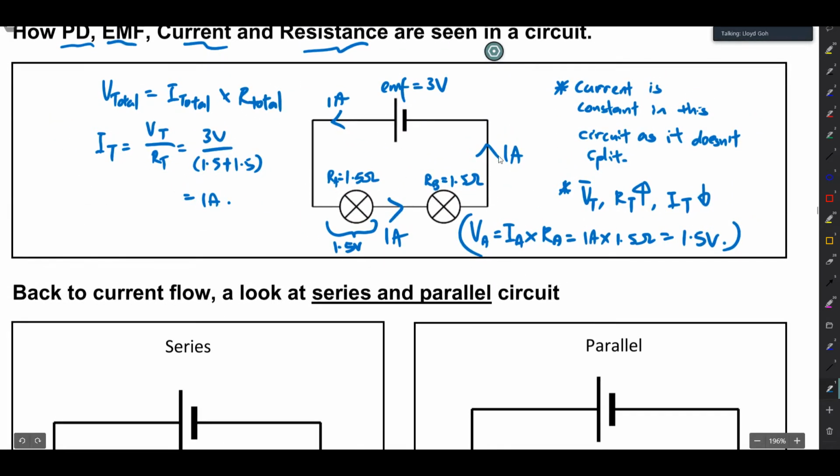Based on this series circuit, everyone can see, number one, current doesn't split here. Number two, current is constant. And number three, I want you to be able to see that if my EMF is constant and I add more light bulbs, the current will actually start to decrease. I also need you to be able to calculate V_A. I also need you to be able to calculate I_T.